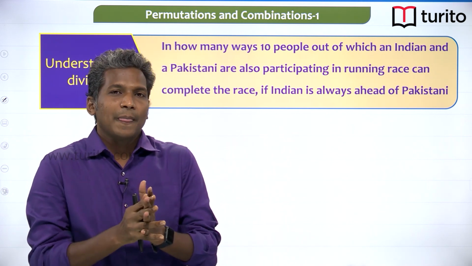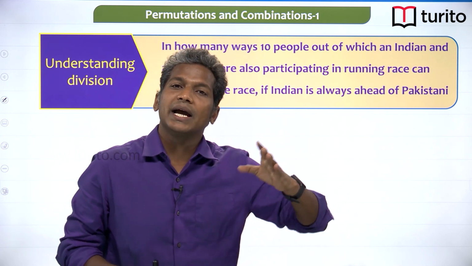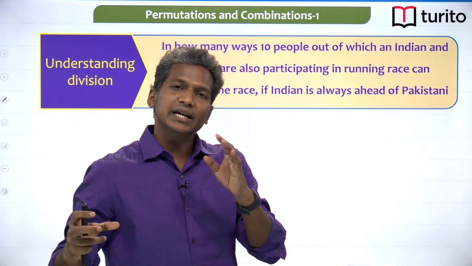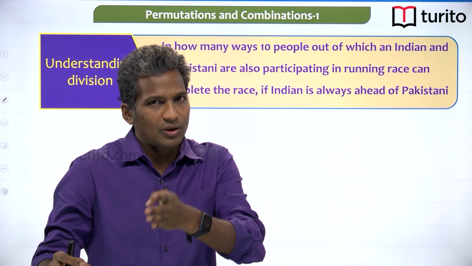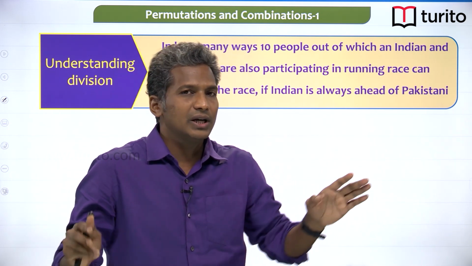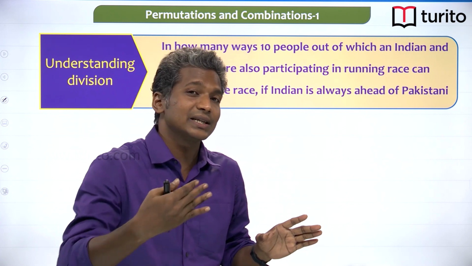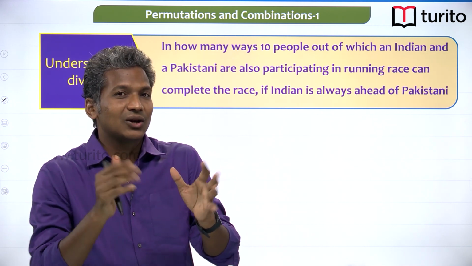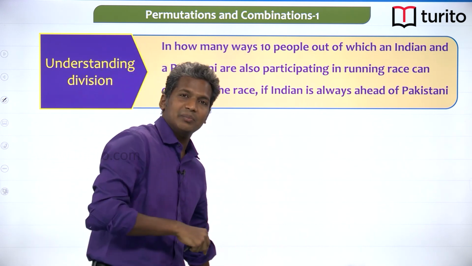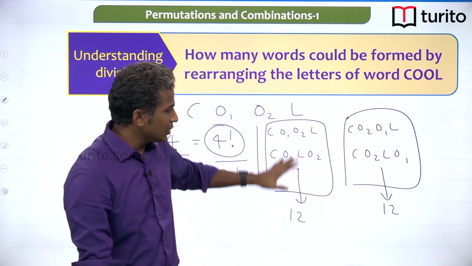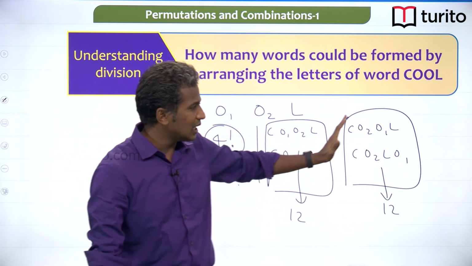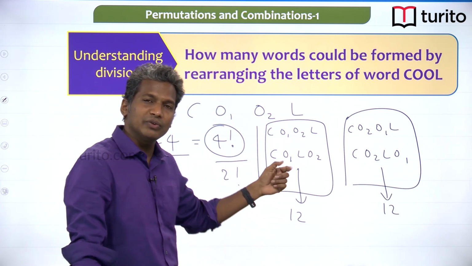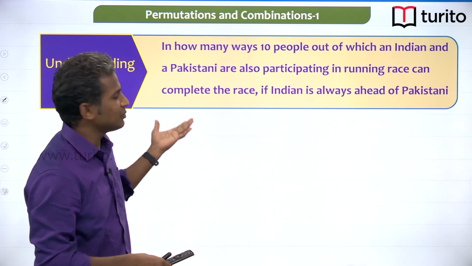So, that means here we want the Indian to always be ahead of the Pakistani. Let us say if the Pakistani is in the 10th position, the Indian can be in the 9th position or 8th or 7th or even in the 1st position. It does not matter to us which position the Indian comes in, we only want the Indian to be ahead of the Pakistani. So, what exactly is the logic? Let us go back to the earlier example. There, in one group O1 is ahead of O2, in the other group O2 is ahead of O1, but we want only one of them, so we divided by 2. It is the same logic here.